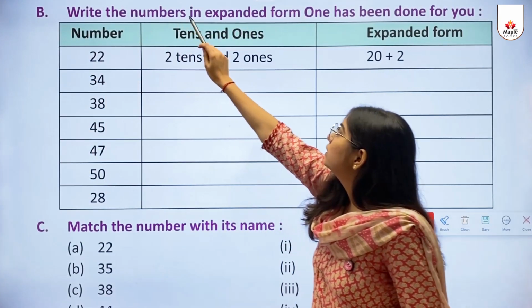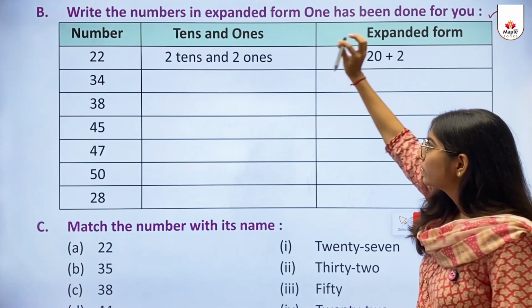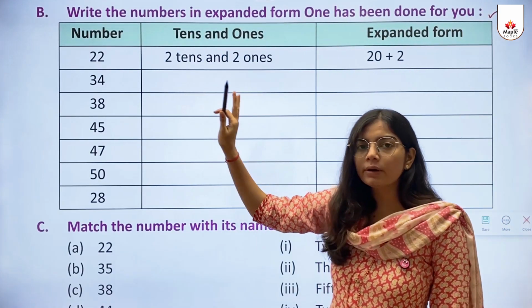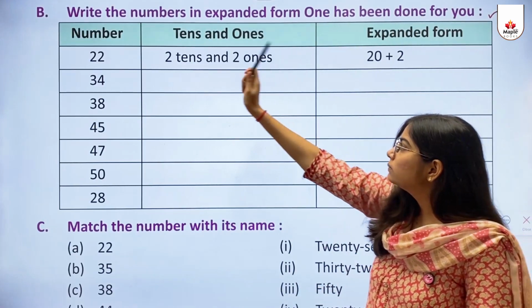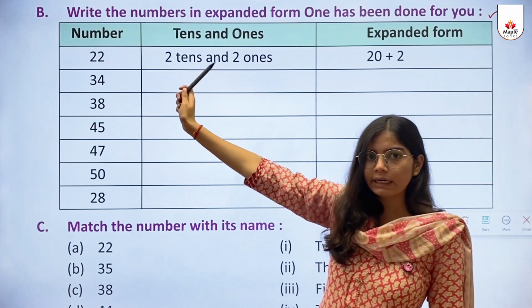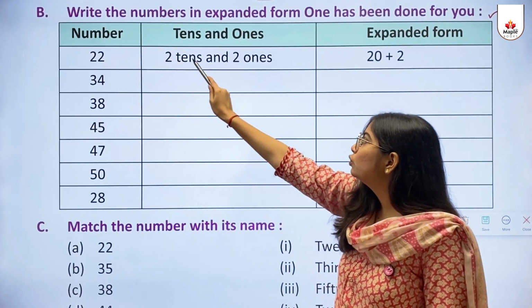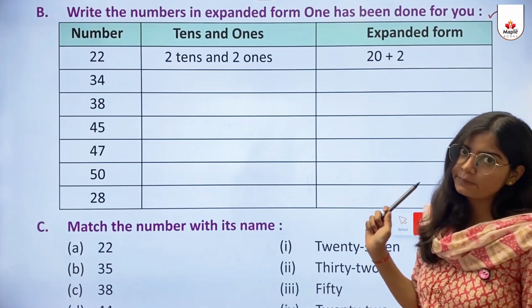Then B, write the numbers in expanded form. One has been done for you. तो जो numbers हैं उनको हमें expanded form में लिखना है. We have 3 columns, number, tens and ones, expanded form. Okay, 1 is already done, which is 22, 2 tens and 2 ones, which means 20 plus 2. This is called the expanded form.